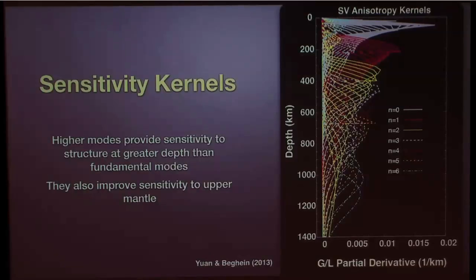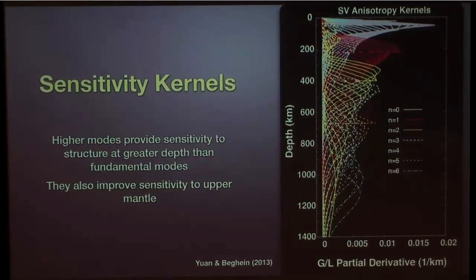This figure also shows the sensitivity of these modes from that specific data set. You see that the fundamental modes in gray are really good at resolving the top 100, 200 kilometers of the mantle. But the first higher mode is helpful to constrain structure at slightly larger depth, between 100 and 400 kilometers depth. And as the number of the mode increases, you are sensitive to larger and larger depth. So this data set was sensitive to about 1,000 kilometers depth in structure.